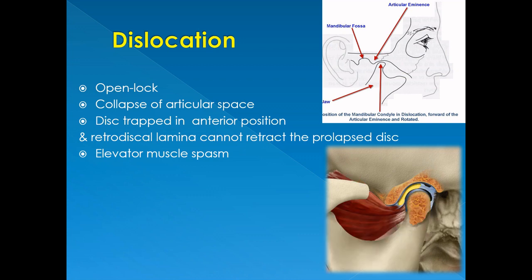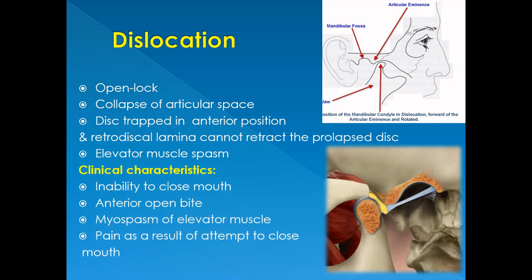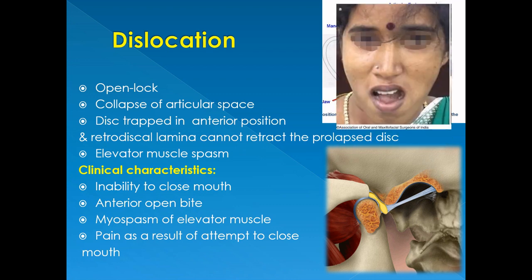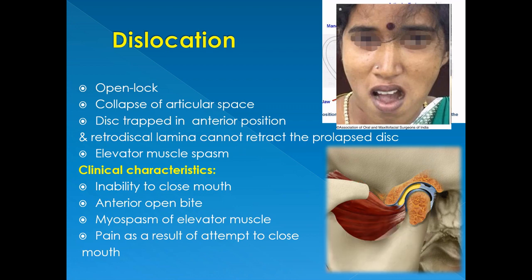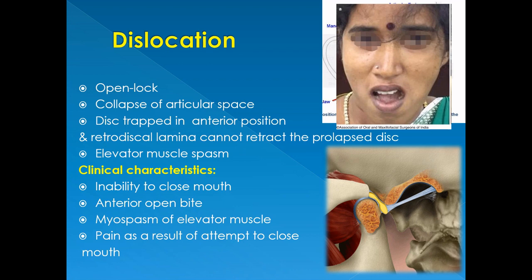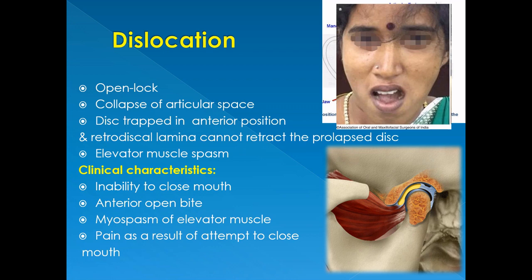Coming to clinical features, often the patient comes to the clinic with inability to close the mouth, with the mouth wide open, and there is anterior open bite and also myospasm of elevator muscles. Usually pain is a result of an attempt to close the mouth. This condition can also happen when the superior lateral pterygoid contracts during the full limit of translation, again pulling the disc through the anterior disc space.